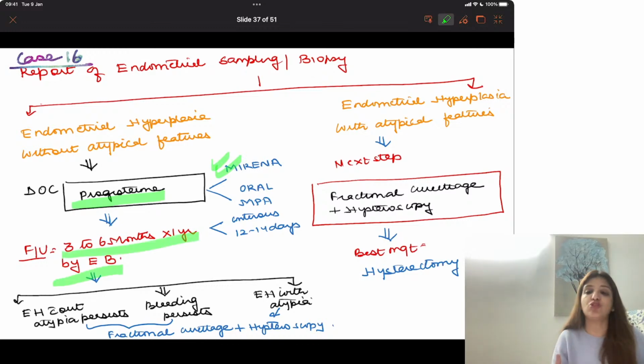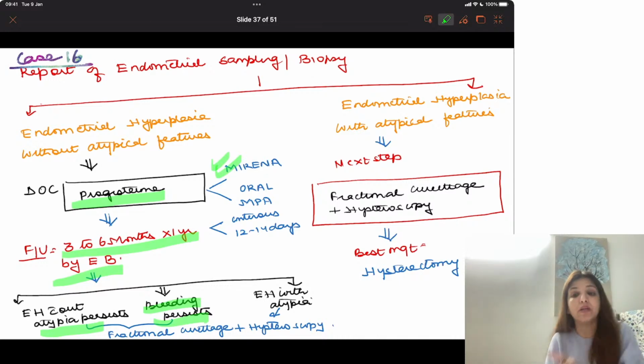And if in 3 to 6 months, in spite of giving progesterone, the patient's endometrial hyperplasia persists, or if her bleeding persists, right, I am giving progesterone, which is an anti-proliferative agent, and in spite of that her endometrial hyperplasia or bleeding is persisting, in that case I am suspecting endometrial cancer and I will go for fractional curettage and hysteroscopy.